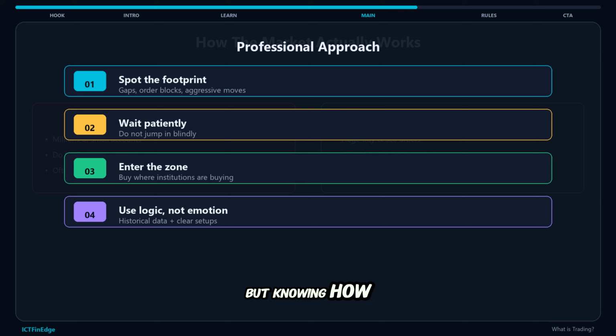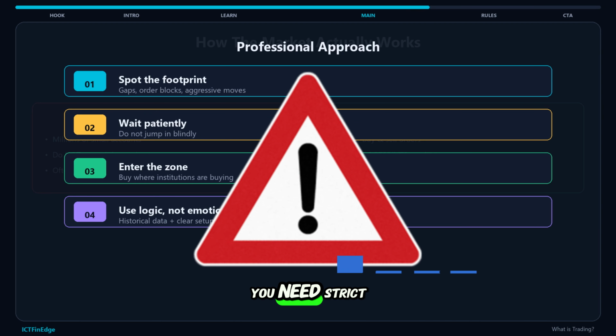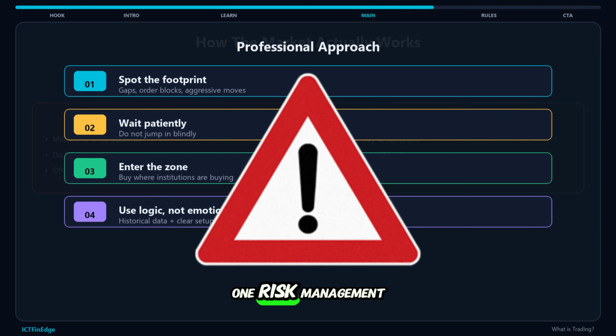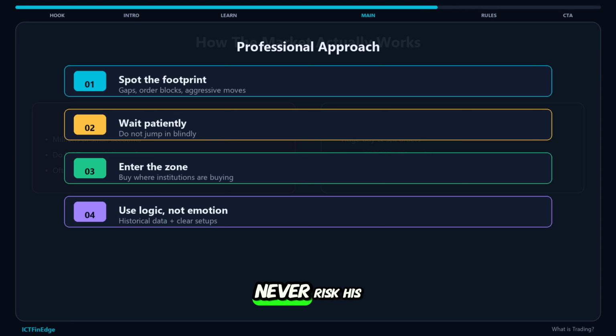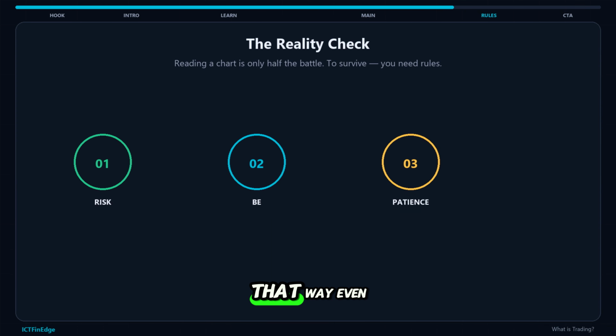But knowing how to read a chart is only half the battle. To actually survive in this business, you need strict rules. Rule number one: risk management. A professional trader never risks his entire account on one trade. You should only risk 1 or 2% of your capital per trade. That way, even if you are wrong, you are safe.